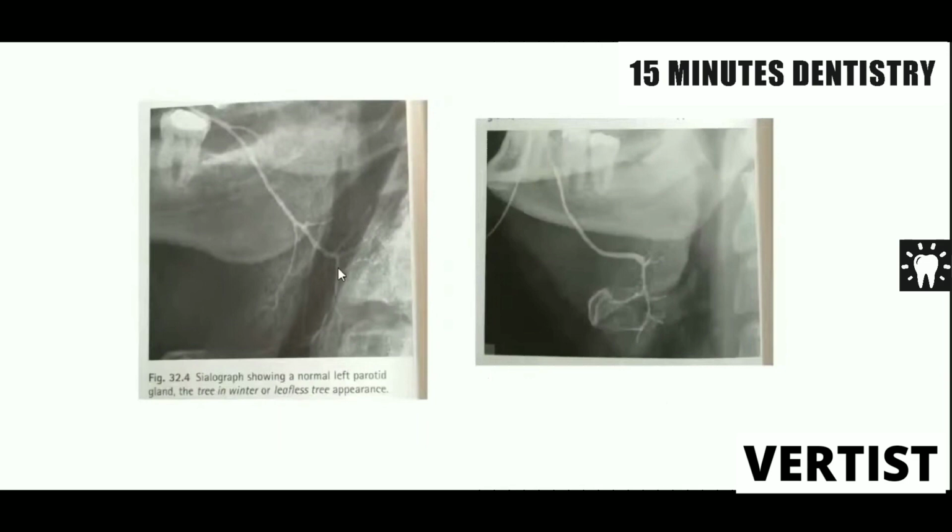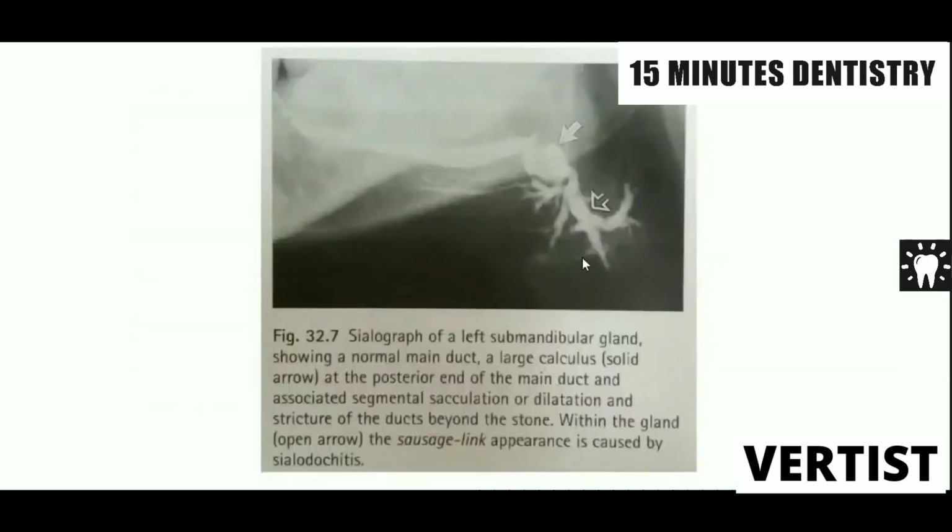This is a sialography of a normal parotid gland, which presents as a leafless tree, or tree in winter. And this is sialography of the submandibular gland, similar appearance, tree in winter or a leafless tree. This is sialography of a left submandibular gland. There is a large sialolith here, which appears in sialography as an unfilled defect, and which has led to sialodochitis, inflammation and fibrosis of the duct, which has led to strictures, which gives the beaded string or sausage appearance of the duct.